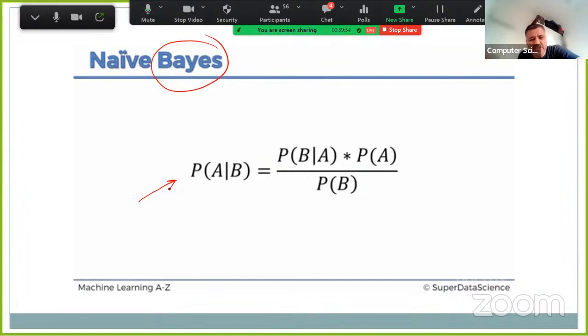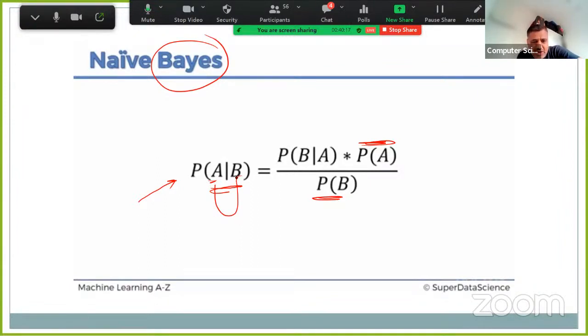It is based on the concept of conditional probability. So let me explain it a little bit. Here you know that this is the probability of event B, this is the probability of event A, and this is a conditional probability. Conditional probability means the probability of occurrence of event A when you know that B has already occurred.